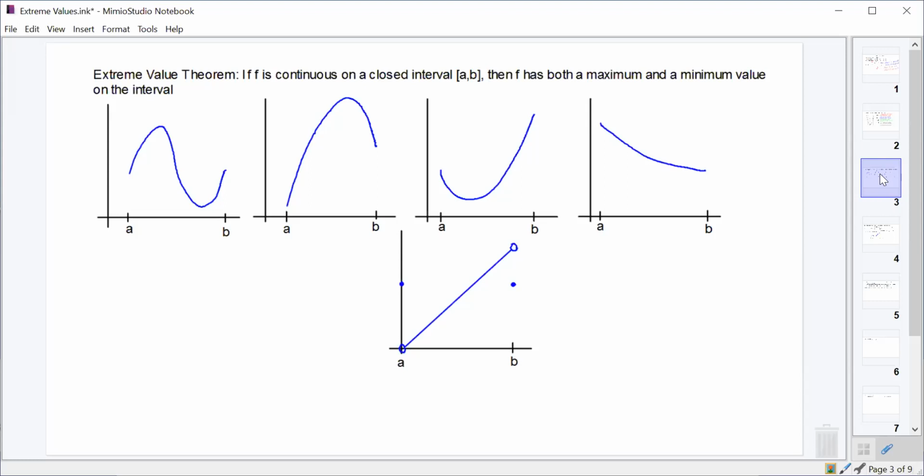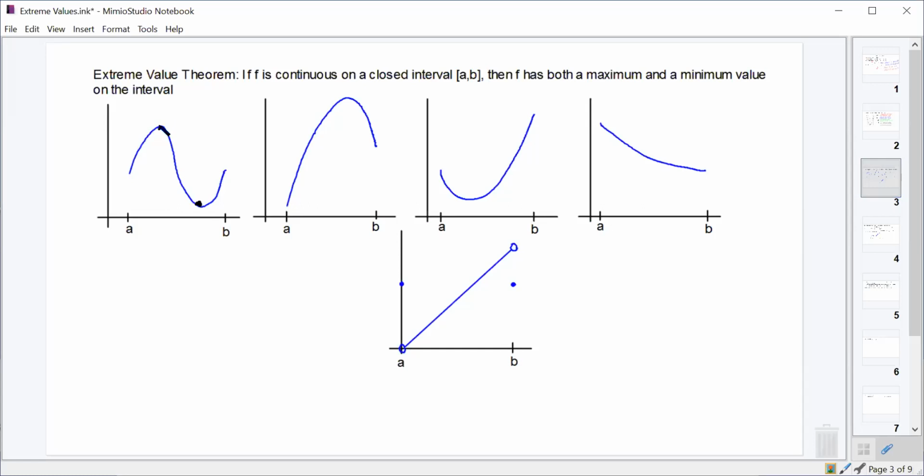The extreme value theorem says that if it's continuous on a closed interval, it has a max and a min. And if it's not continuous on a closed interval, it still could, but it doesn't have to. But it's guaranteed to if it's continuous on the closed interval. So we can see here, we've got an absolute max right up here and an absolute min down here.